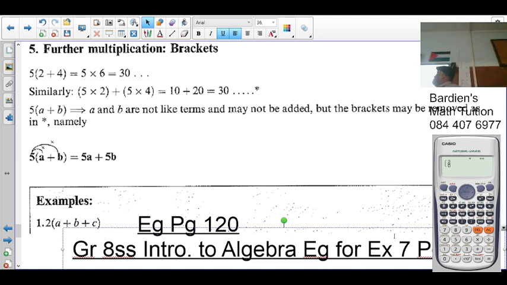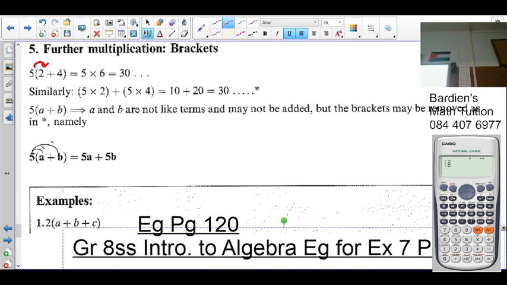So, further multiplication with brackets. We said that 5 into 2 plus 4, you add the 2 and the 4 first and you get 6. 5 times 6 is 30. Similar to the one we just did. Similarly, we could have said 5 times 2 is 10, and 5 times 4 is 20, and 10 plus 20 is 30. Which means I can apply either method, whichever I want to.